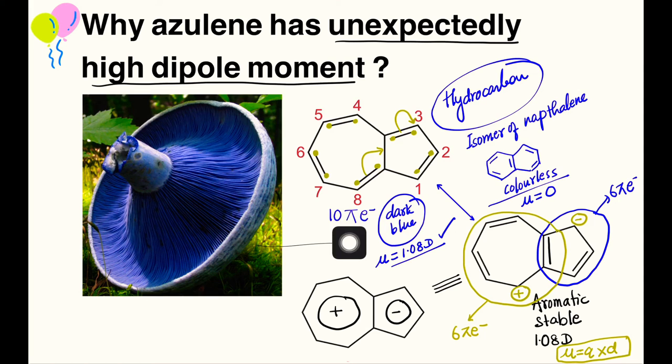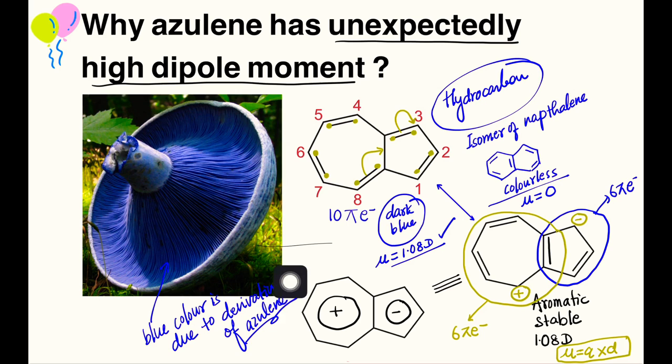Now here, this mushroom has a blue color, and the blue color is due to one of the compounds which is a derivative of azulene. This blue color is due to derivatives of azulene.